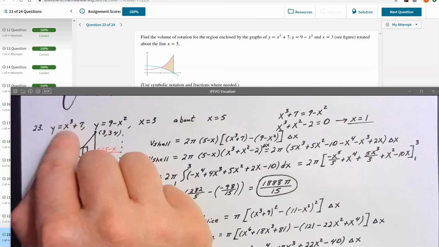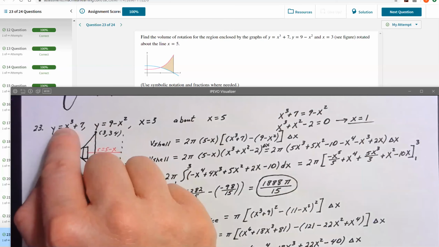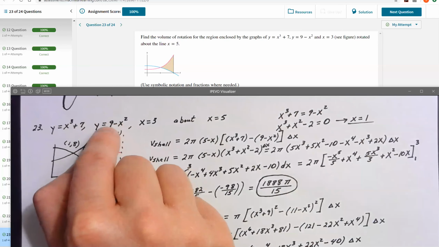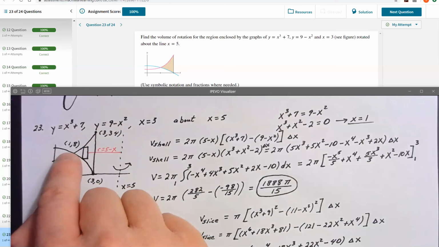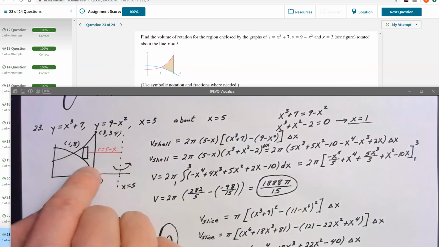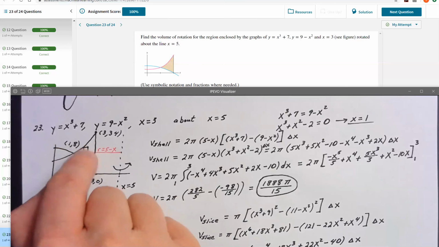Well, when they're equal at 1, you can go back and see, yeah, of course they are, because you get 1 cubed plus 7 is 8. 9 minus 1 squared is 8. So we have the ordered pair 1, 8. And then the quadratic function, as you're going to 3, goes off to 3, 0. So it's going to form our bottom function in our region of interest.